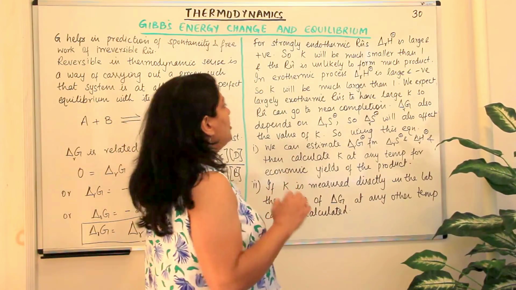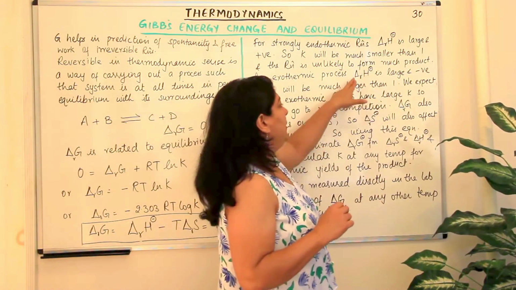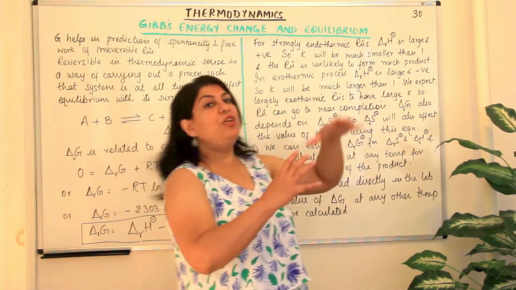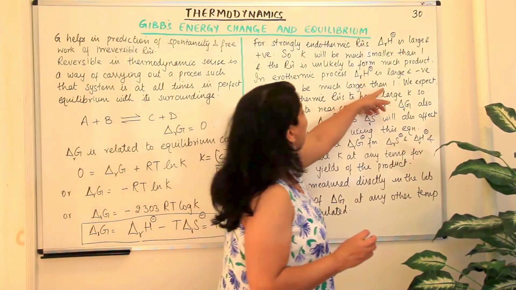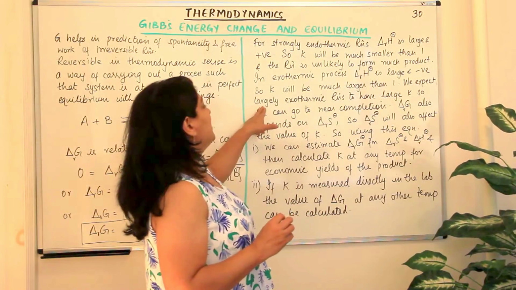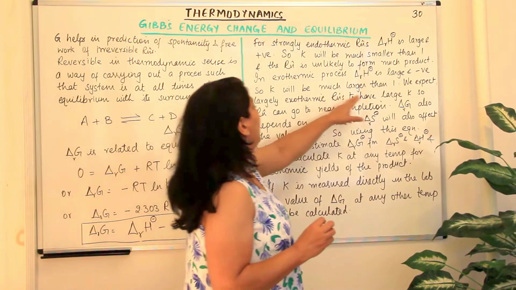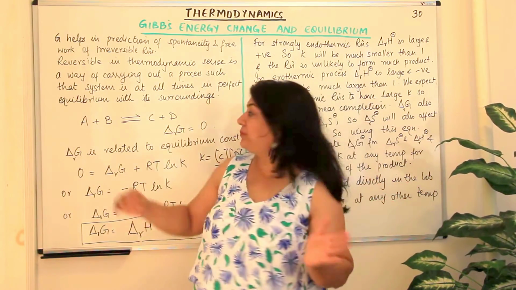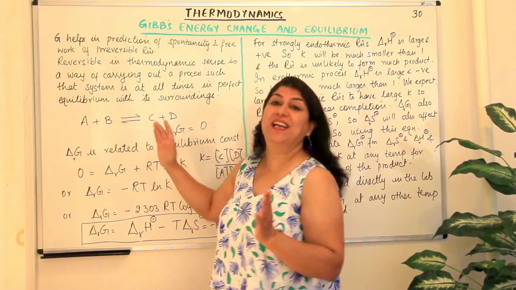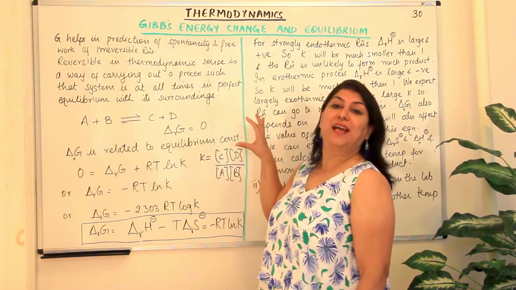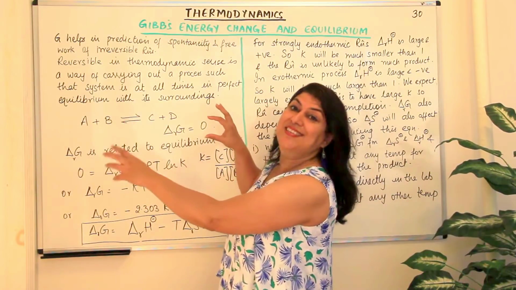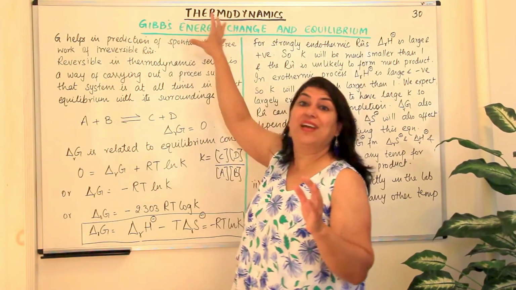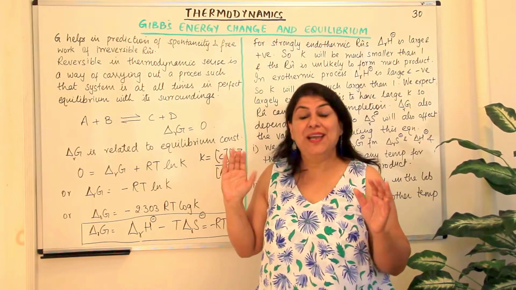In an exothermic process in the forward direction, delta H of the reaction is large and negative. So K will be much larger than 1. And if K is much larger than 1, it is a highly exothermic reaction which has a large K. So the reaction will occur almost to completion, which means that the equilibrium will exist when a lot of product has been formed and the concentration of reactant is less. So how does Gibbs energy affect the state of equilibrium?